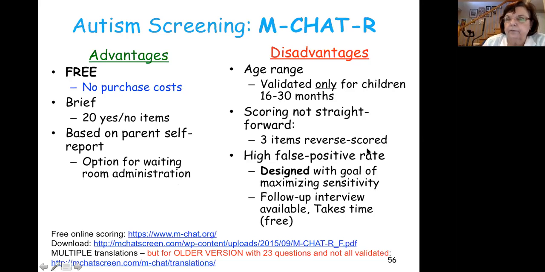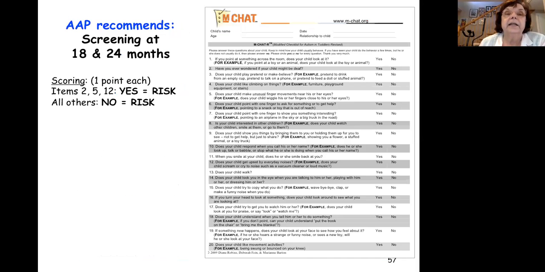Scoring isn't straightforward. You have to reverse score a few items. It's got a high false positive rate, and it was designed that way so that it would maximize sensitivity to pick up children. And there are follow-up interview questions available that you can follow through. And it was revised in 2009. If there are more than 20 items, that means it's an older version.